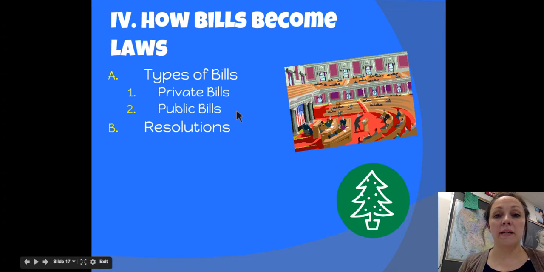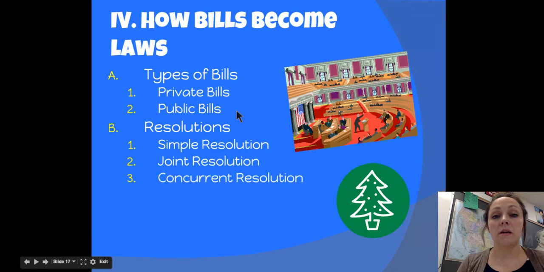Congress also has the authority to pass three different types of resolutions. Congress can pass a simple resolution, which does not have the weight of law and only affects one house of Congress. I would write that down if I were you. A joint resolution is one that can have the force of law, and it passes both houses of Congress. This is how Congress proposes amendments to the Constitution. Congress can also pass a concurrent resolution, and a concurrent resolution is one that does not have the weight of law, and it only affects both houses of Congress.